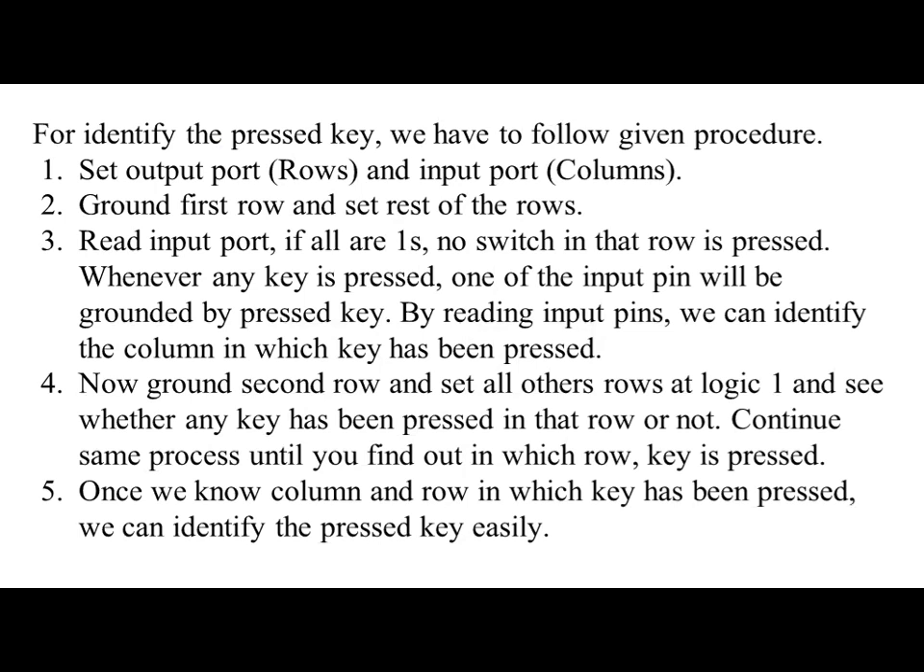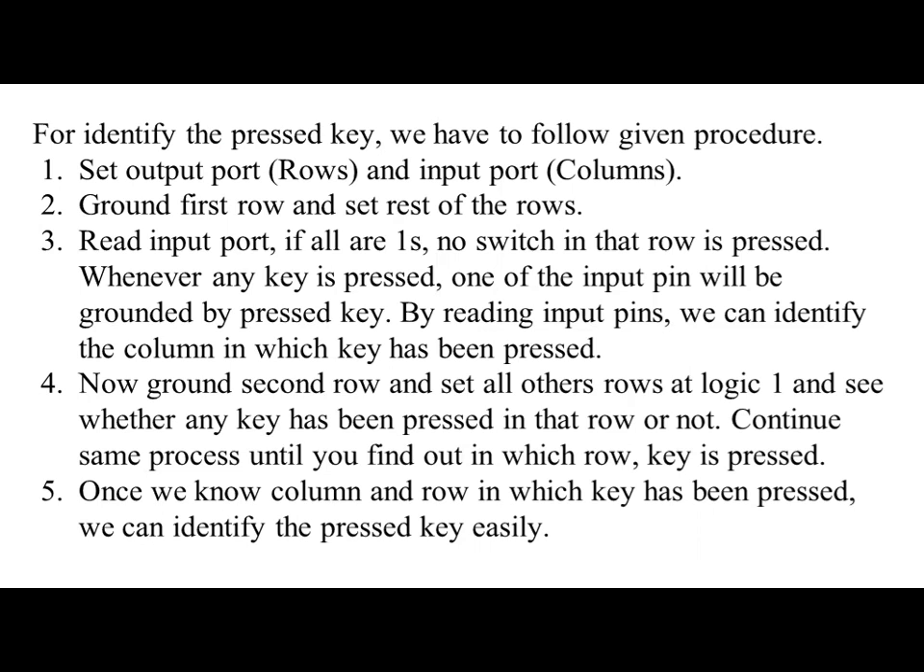First, set output port, that is rows, and input port, that is columns. Ground first row and set the rest of the rows. Read input port; if all are ones, no switch in that row is pressed. Whenever any key is pressed, one of the input pins will be grounded by the pressed key. By reading input pins, we can identify the column in which key has been pressed.